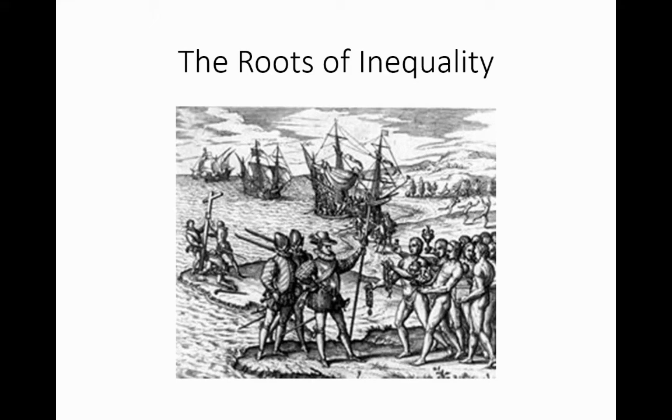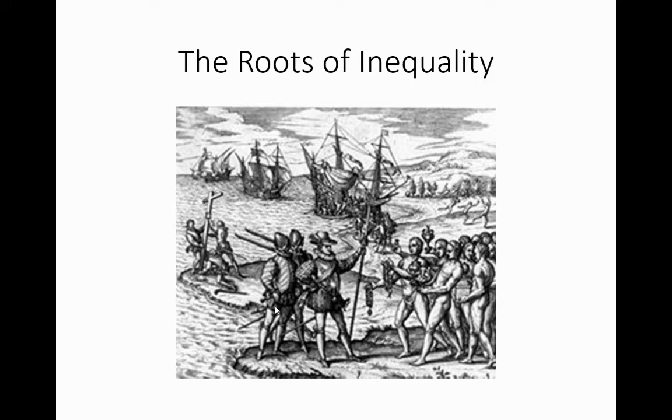The roots of inequality. Take a look at this image. Here we have an event called the first contact. So this is contact that occurred between Europeans. So we see Europeans over here, right? You can recognize them because they've got the armor that they are wearing, their helmets that they are wearing. They have swords. Here they are carrying a cross.